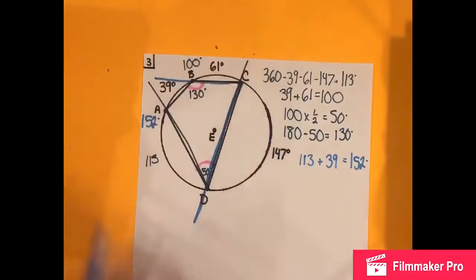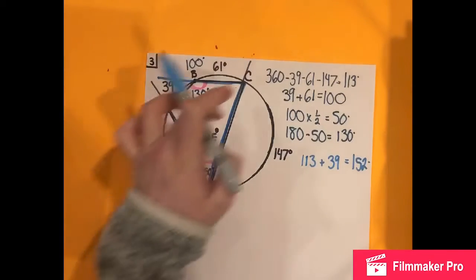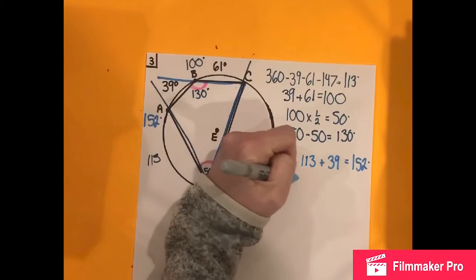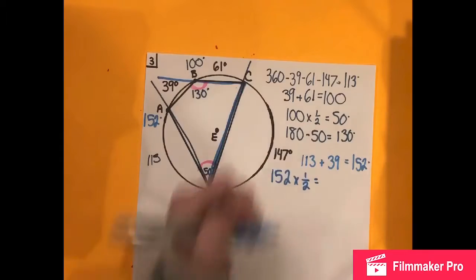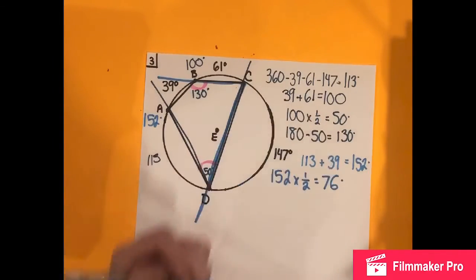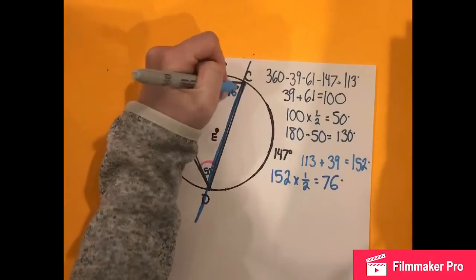I want its actual angle though, the inscribed angle. So what I'm going to do is take this and half it to get the angle. So I have 152 and I'm multiplying it by 1/2. So here when I multiply it by 1/2, I get 76 degrees. And I'm just yet again going to plug that in here.